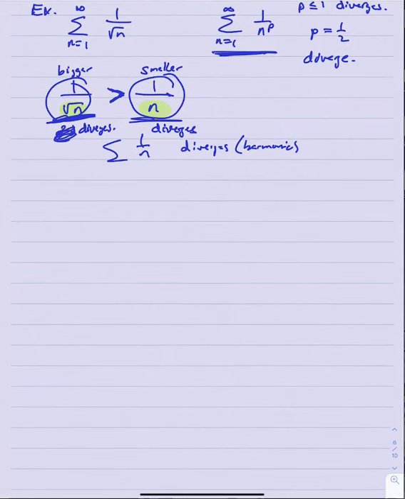So I think about things that I could reasonably compare this to. And again, the idea is what? If I know this is 1 over n to the 1 half, what's something really simple I can compare that to? 1 over n.